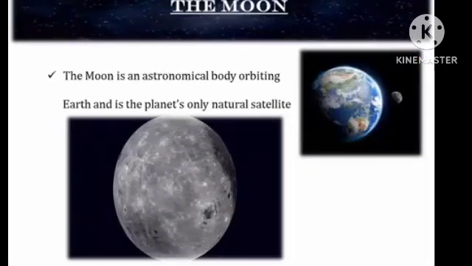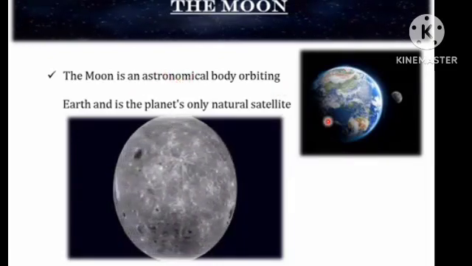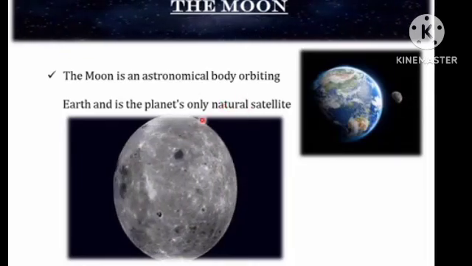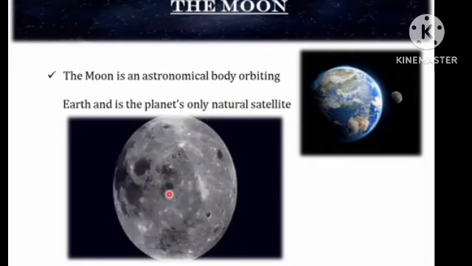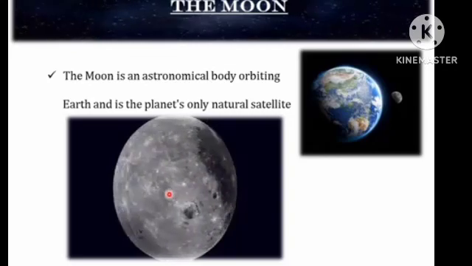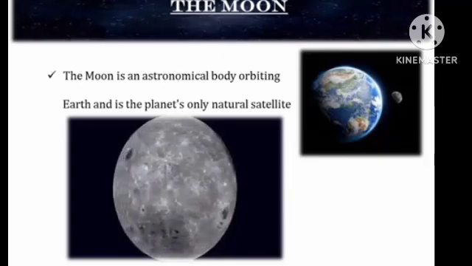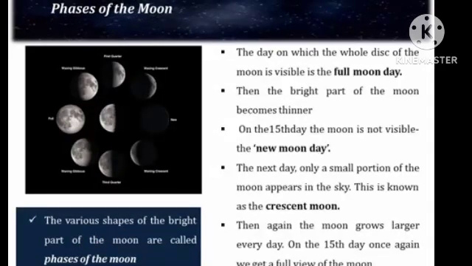The first celestial body that we're going to study is the moon. The moon is an astronomical body which orbits around the Earth, and it's our planet's only natural satellite. We'll study more about natural satellites in the next part of this chapter. Now, if we observe the moon continuously for several nights, we can observe that there's a change in the shape of the moon every day. Sometimes the moon is fully round in shape, sometimes no moon is seen, sometimes it's a crescent shape like a sickle. These various shapes of the bright part of the moon are called phases of the moon.